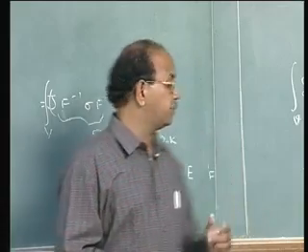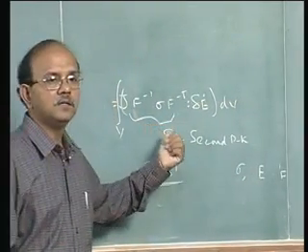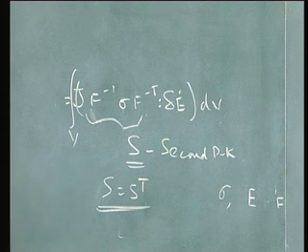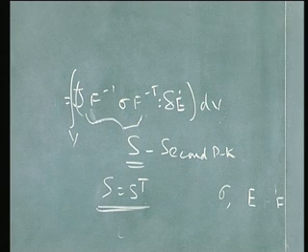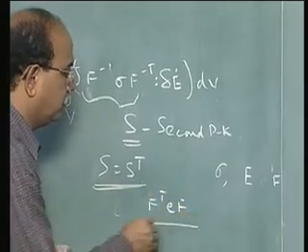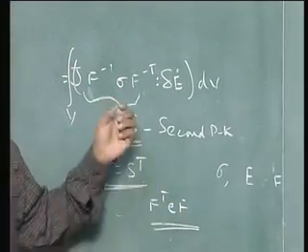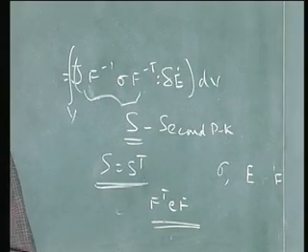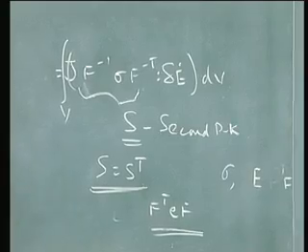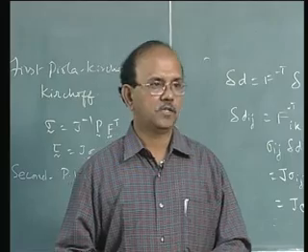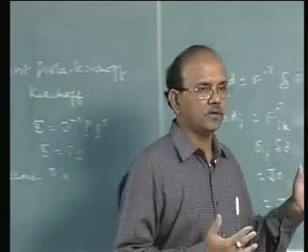Note the difference between this pullback operation and the pullback operation we just defined for E. What was the pullback operation which we defined for E? That was F transpose E F. Compare that with this. They are different. So we have defined the second Piola-Kirchhoff stress measure as well. So with that, we'll stop for a minute and do a couple of problems so that we become familiar with what all we are doing.